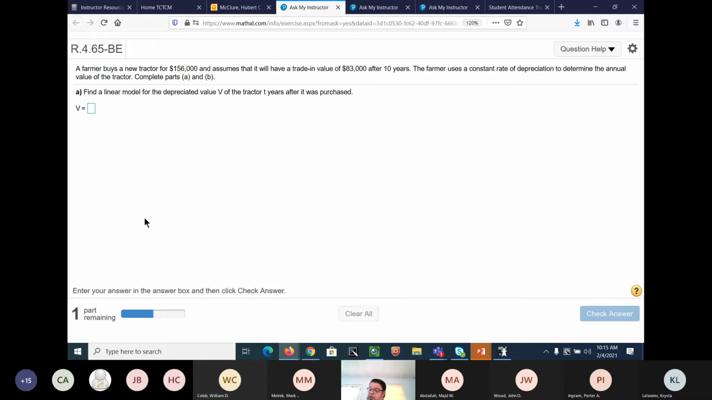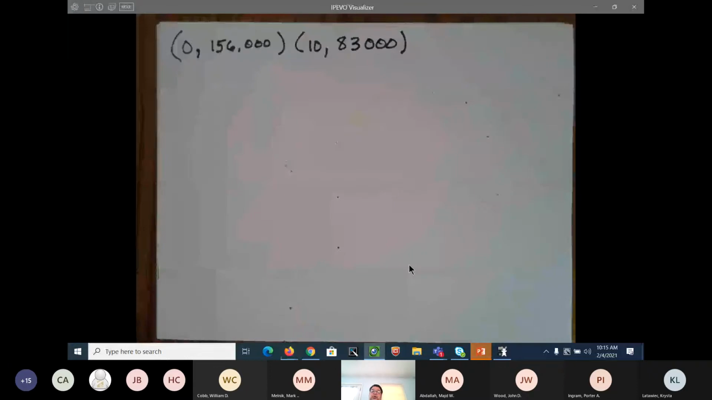That's cheap when a good sized tractor is $250,000. And the next one is 10, 83,000. Now, I'm not going to even do anything else. I'm just going to go here, and I want y'all to tell me what you think you're going to do.